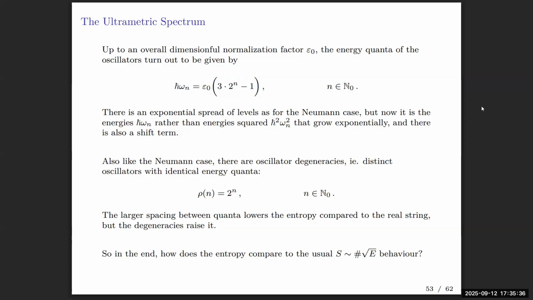And so now the point is, you have this larger spacing. The spacing grows exponentially. Ultimately, you would expect that to lower the entropy. If you're constructing degeneracies, the oscillators you have to build them out of, your Lego pieces, are spaced farther apart, so you should have fewer ways of assembling them. But there's a canceling effect because at any given level, there are multiple different oscillators with the same energy quanta. So the question is, how does this compare to the square root of E behavior of the entropy S?